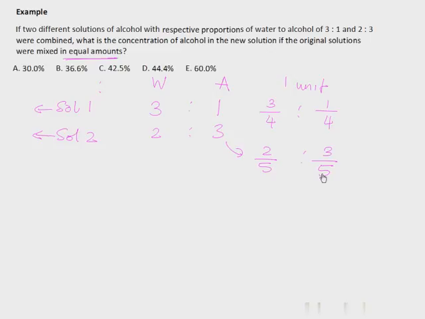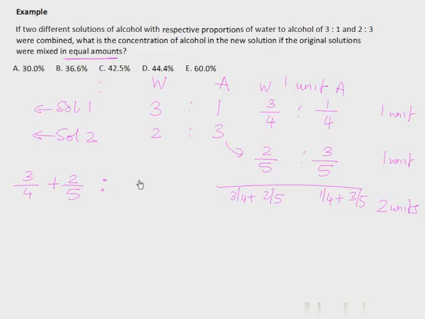Now if I combine them, I take 1 unit of solution 1 and 1 unit of solution 2. It's 1 unit plus 1 unit. That's what I'm supposed to do. I get 2 units. What's the total amount of water in these 2 units? Well, the total amount of water is 3/4 plus 2/5. What's the total amount of alcohol? It's 1/4 plus 3/5. What's the ratio? The ratio is 3/4 plus 2/5 is to 1/4 plus 3/5.